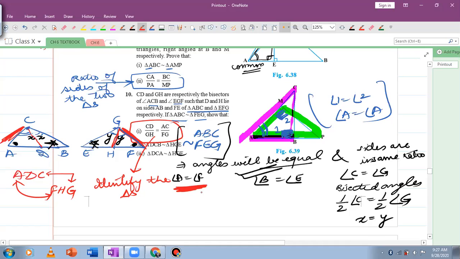A is equal to F. This I have written in the beginning when I had used that the whole triangles are similar. And then how is angle C equal to angle G of the two triangles?